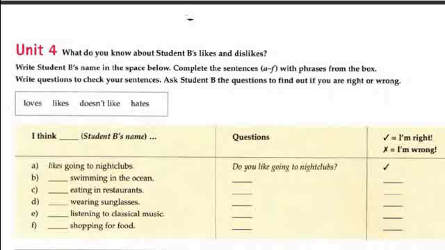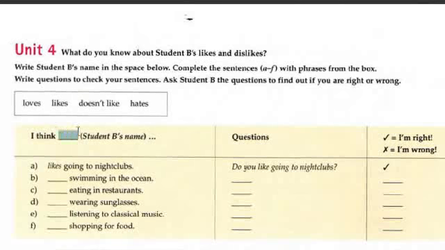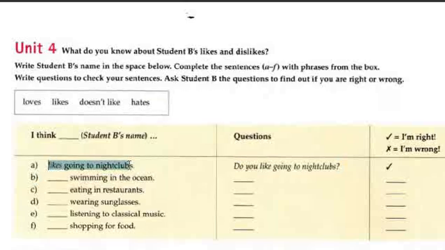Okay, so first, what you have to do is to write down first the name here of the person you're going to ask these questions, and then you need to think whether that person loves, likes, doesn't like, or hates all these activities. For example, if you think your friend likes going to club, you write down here likes. Okay, the same you have to do with B, C, D, E, and F.